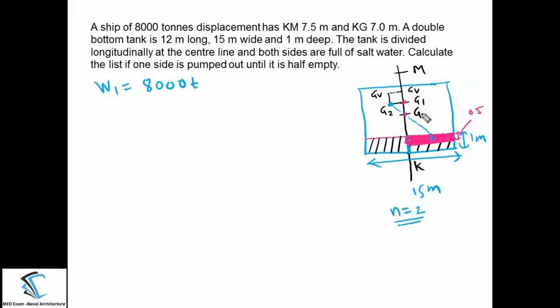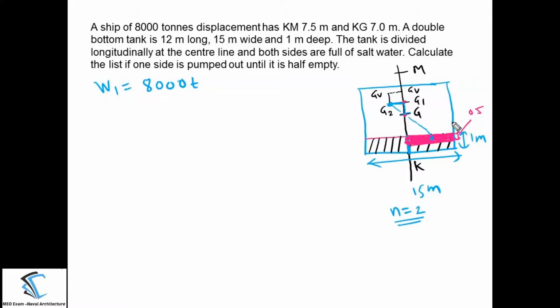To calculate this, we will calculate the vertical shift of the center of gravity. At the same time, we will find out the horizontal shift of the gravity. It means that you are calculating the G2 directly. So how to proceed for that? We will find out first the new center of gravity G1 because of the removal of the mass. Then we will calculate G1G2 because of the removal of the mass from the starboard.